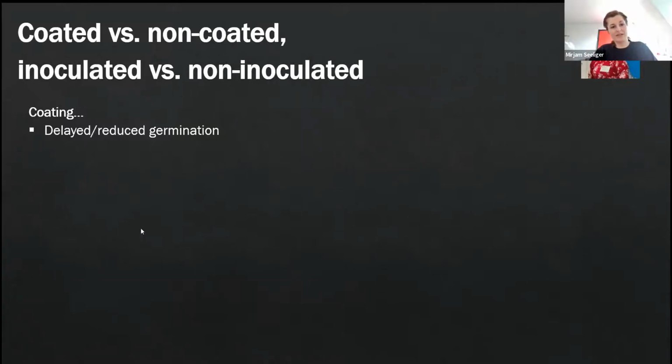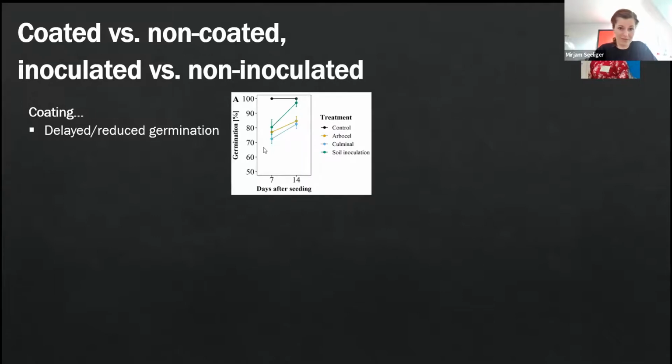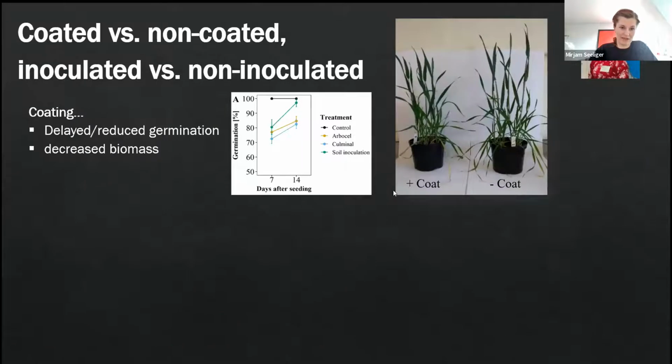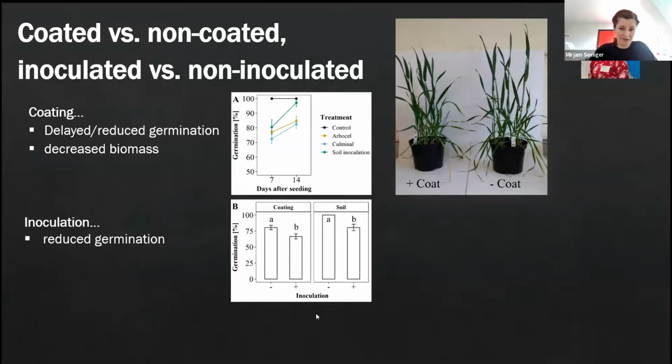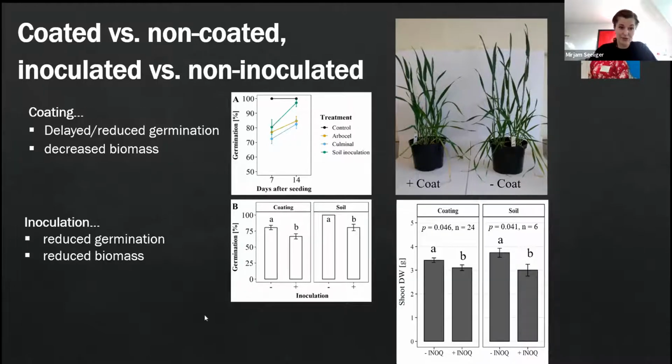And the first thing that we could observe was that coating delayed and also reduced germination, which ultimately also decreased biomass. So we ended up, when we coated the seeds, with lower shoot biomass. Interestingly, the same happened with inoculation. So inoculation, either in the coat or in the soil, reduced germination and also reduced biomass.